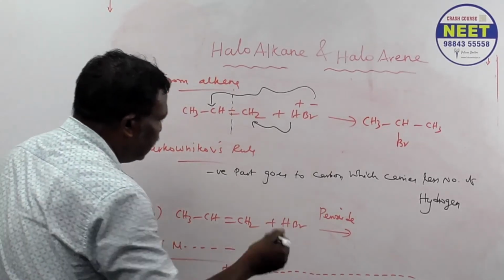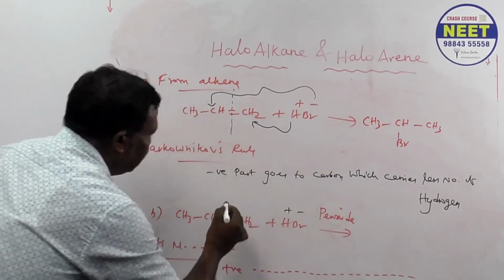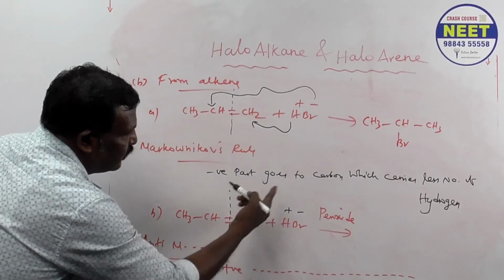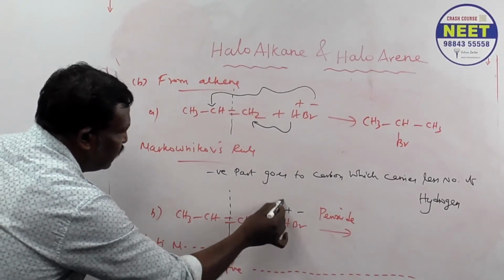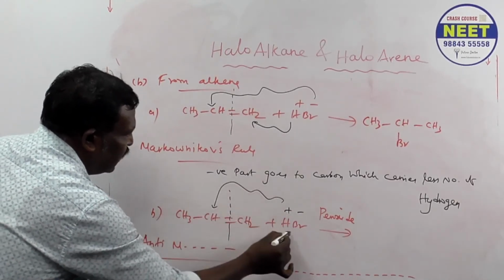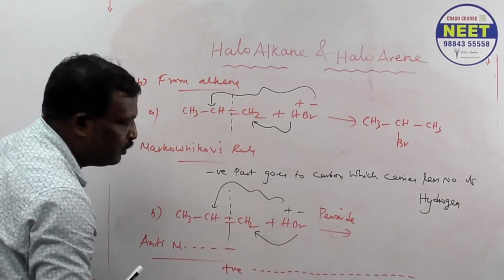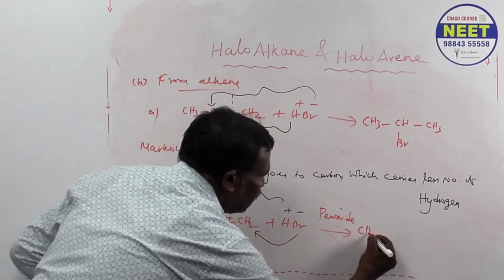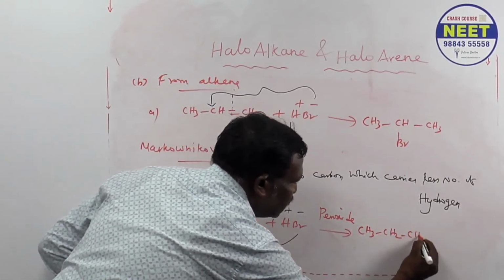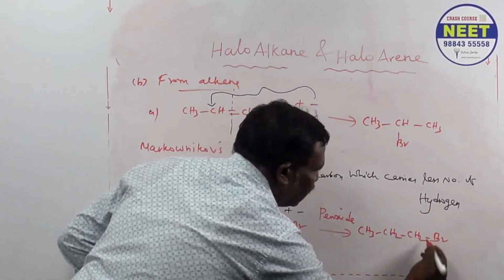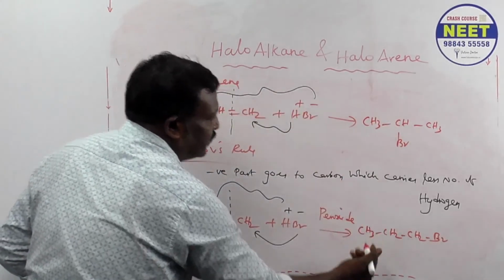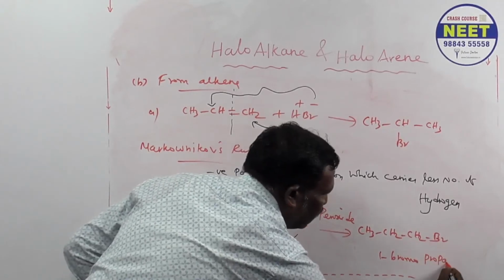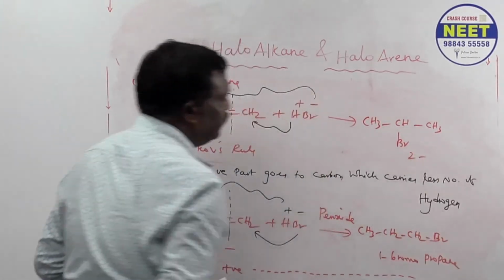Okay. Positive part means what? Which is the positive part here? First of all, plus minus. We have to split here. Understood? The positive part goes to the carbon atom which carries less number of hydrogen. So the positive part comes this side, and the negative part goes here. Okay, now the product is what? CH3, CH2, CH2, Br. Are you following? This is called 2-bromopropane. This is called what? 1-bromopropane. Right.